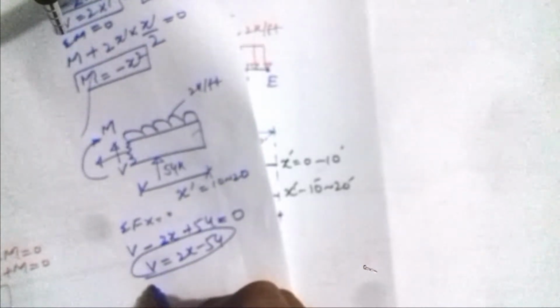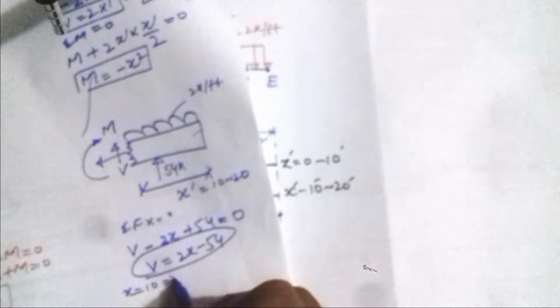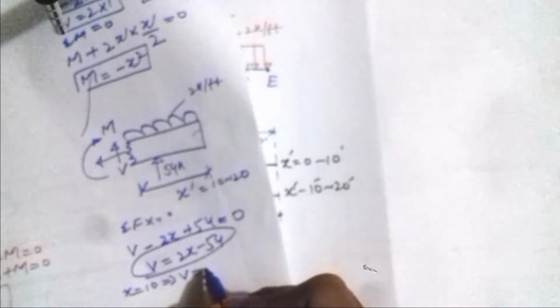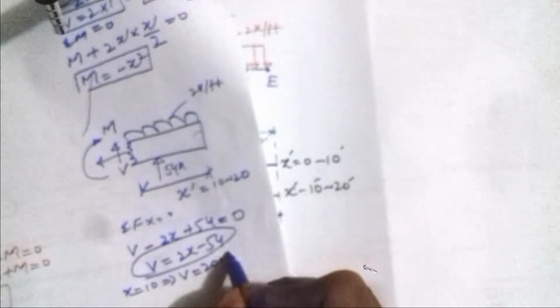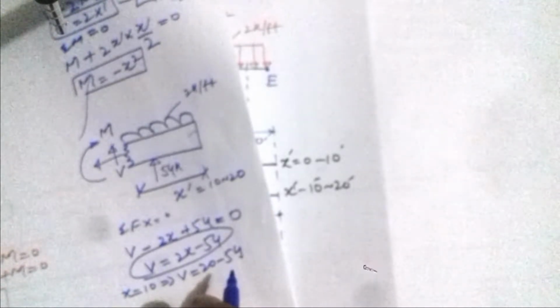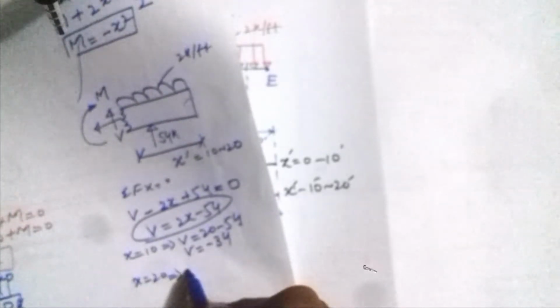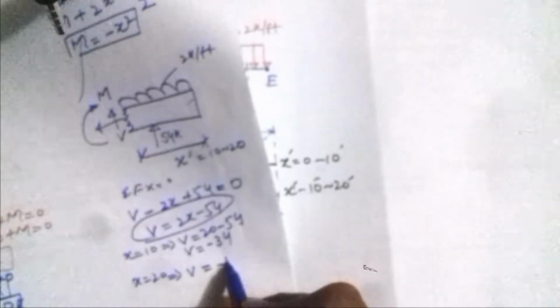So when x is 10, V is equal to 20 minus 54, which is calculated to be minus 34. And when x is 20, the value of the shear force is minus 14.